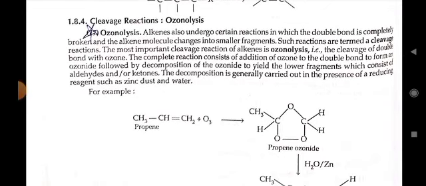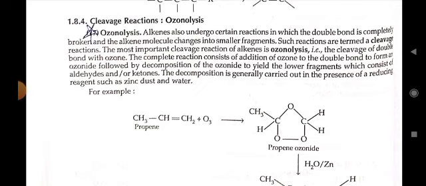Cleavage reactions: ozonolysis. Alkenes undergo certain reactions in which the double bond is completely broken and the alkene molecule changes into smaller fragments. Such reactions are termed cleavage reactions. The most important cleavage reaction of alkenes is ozonolysis, that is, the cleavage of the double bond with ozone.